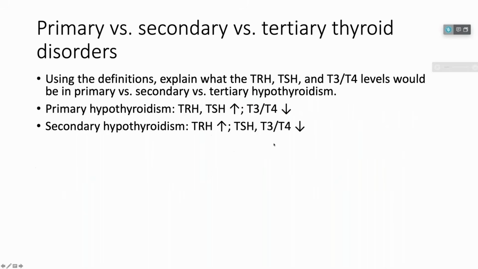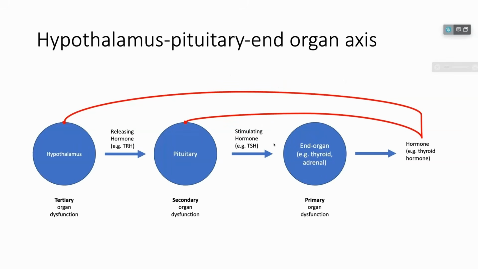So tertiary hypothyroidism, what would be the lab values, Jason? In tertiary, let's go in order. We're going to have an issue with the hypothalamus. So that's going to be where our issue is. And so our TRH is going to be low. Our TSH, would that be elevated?